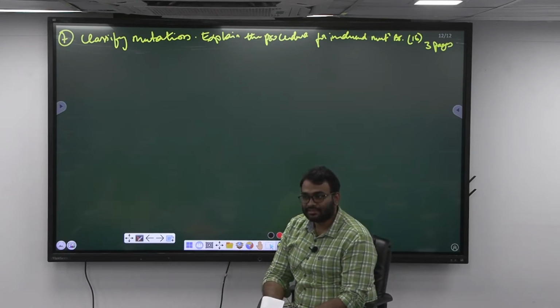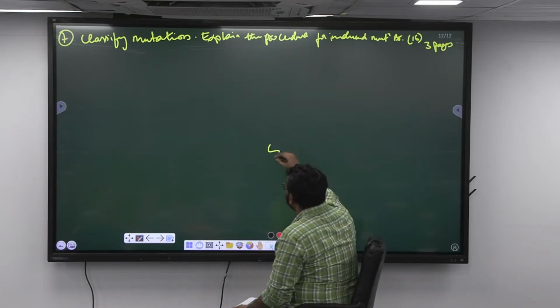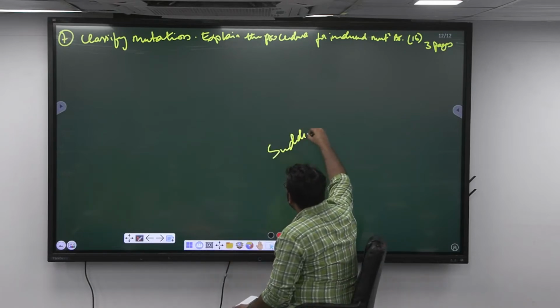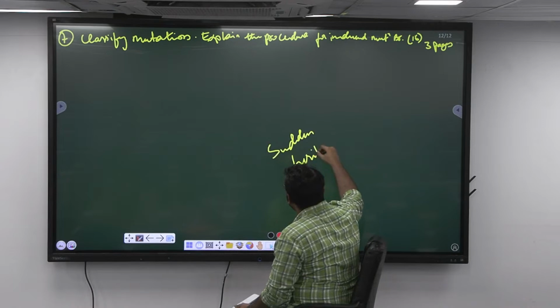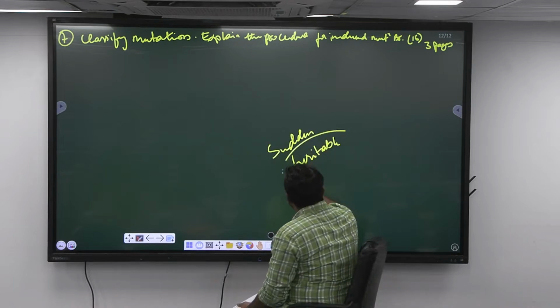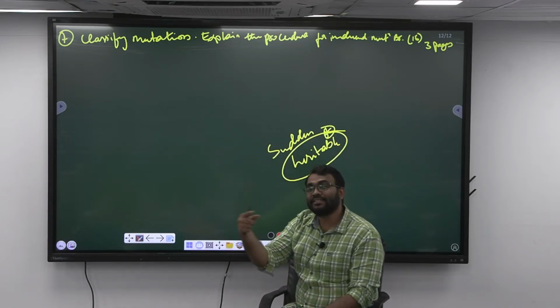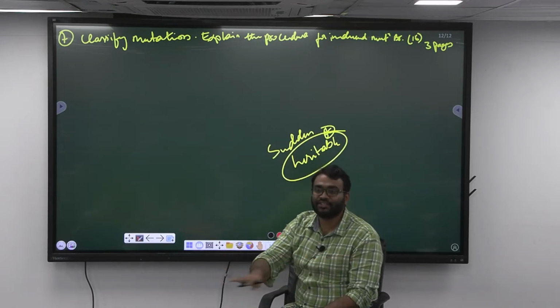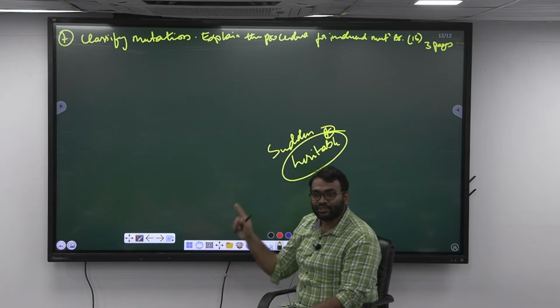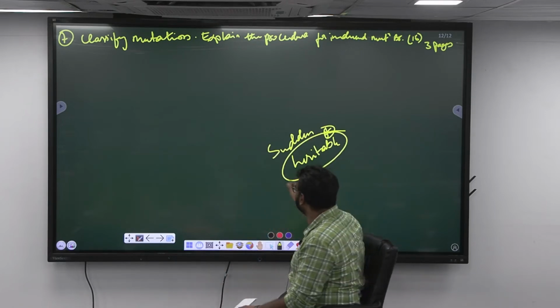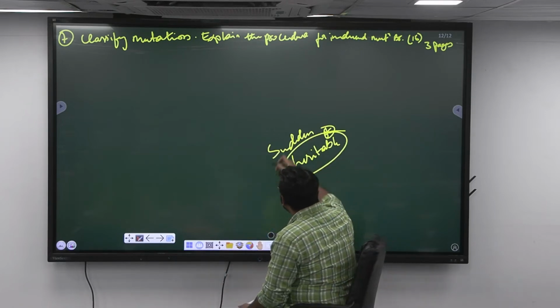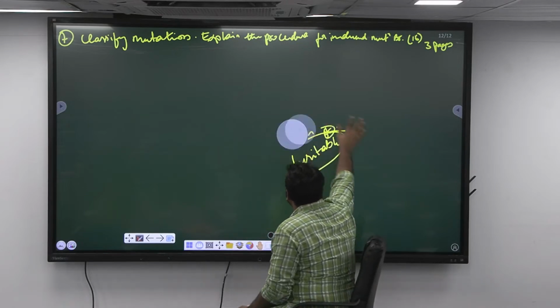Sudden, correct, that is important. Sudden heritable change. So this is the important word, heritable. Because if we are creating a change and it is not passing to the next generation, it is not at all a useful thing. Are you getting? So it should be inheritable, right? So that is the most important word you should be using. It could be sudden inheritable change. Okay. Now this is done.